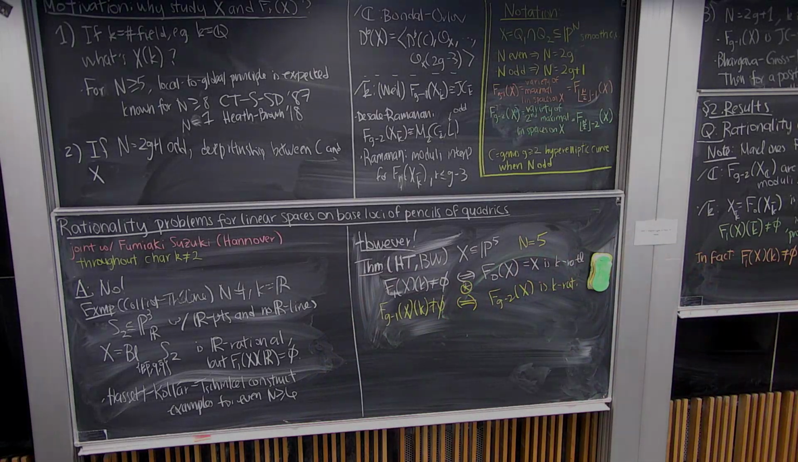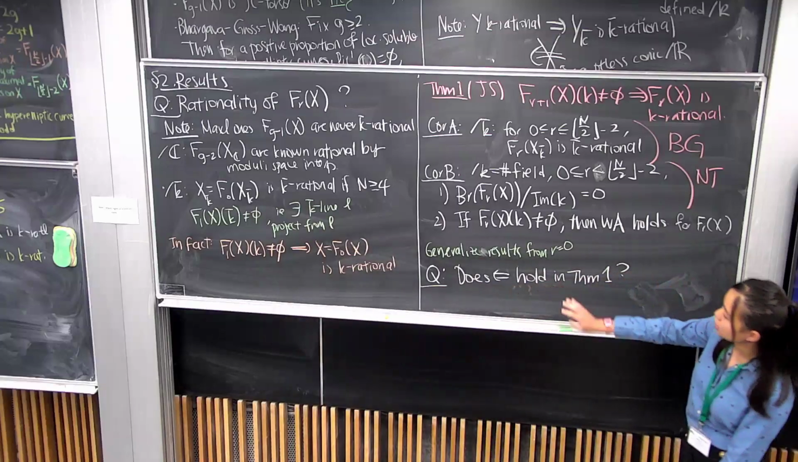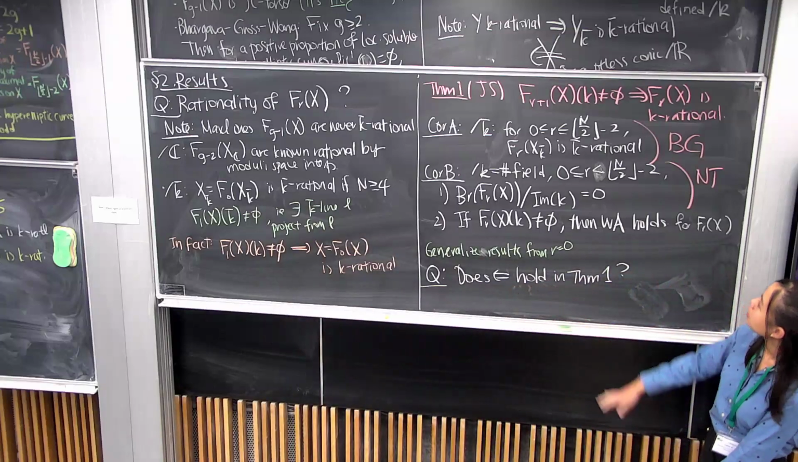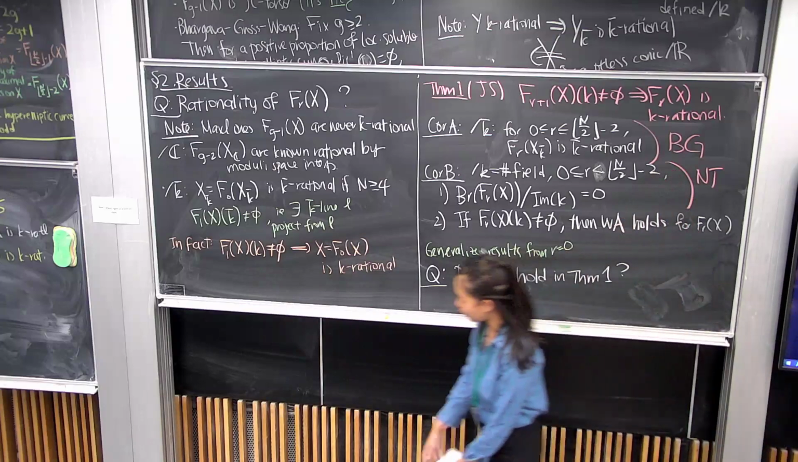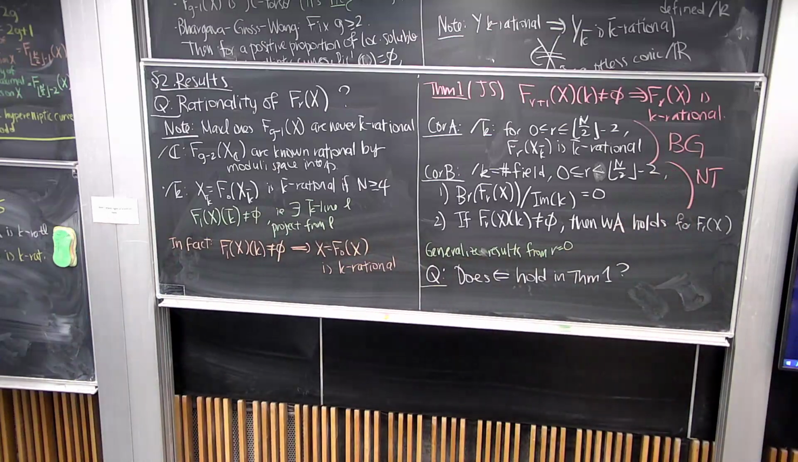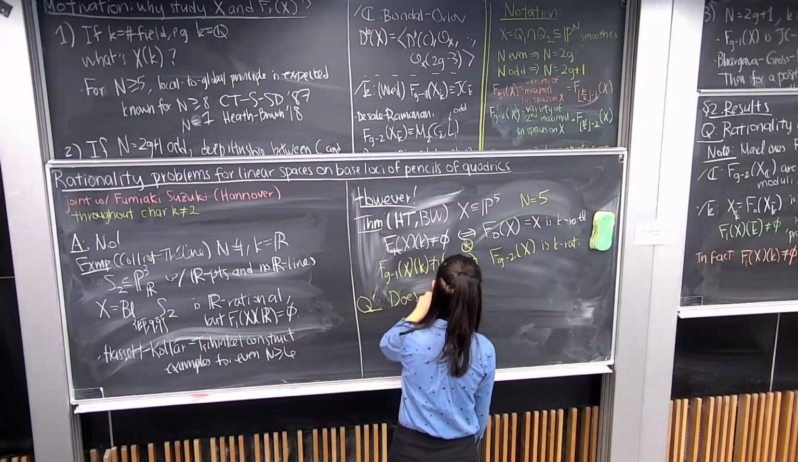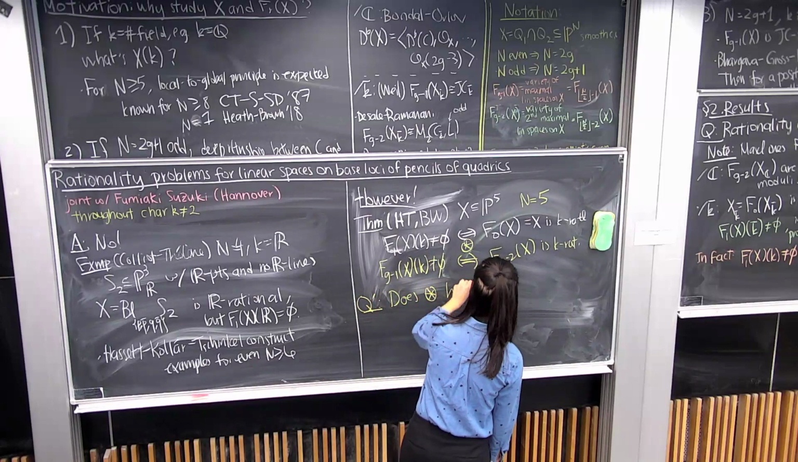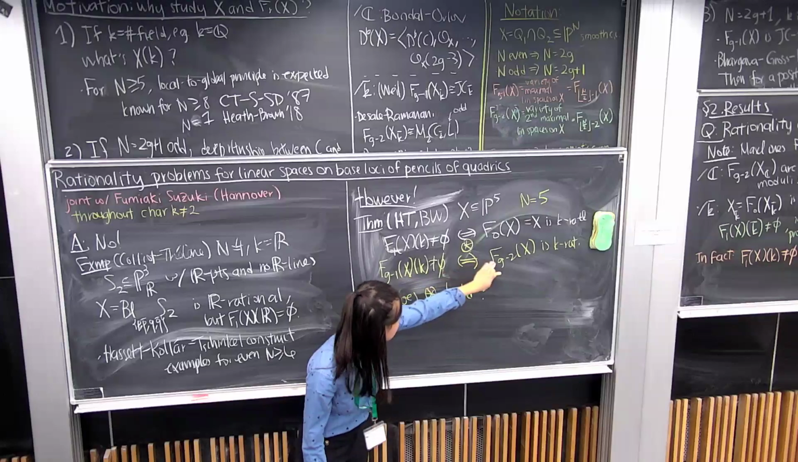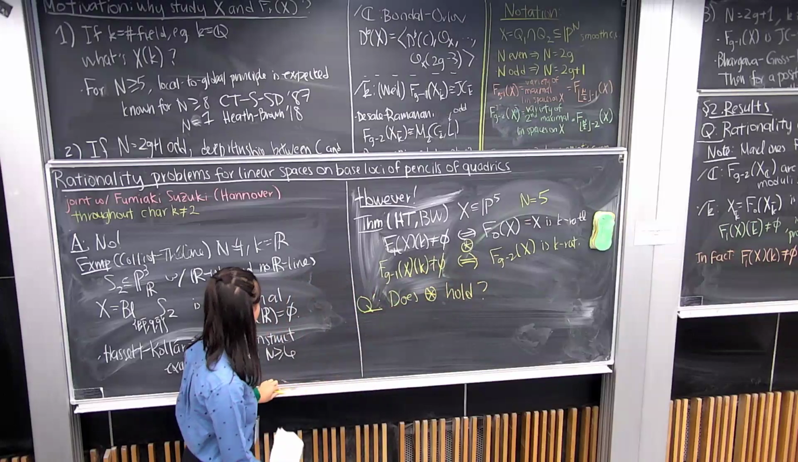So if this question fails, then maybe we can ask this more specific question instead of just for all r, just focus on the case of r equals g minus 2. So maybe a modified question: does this star hold? So one direction always holds by theorem 1. So we're just asking about the converse direction.